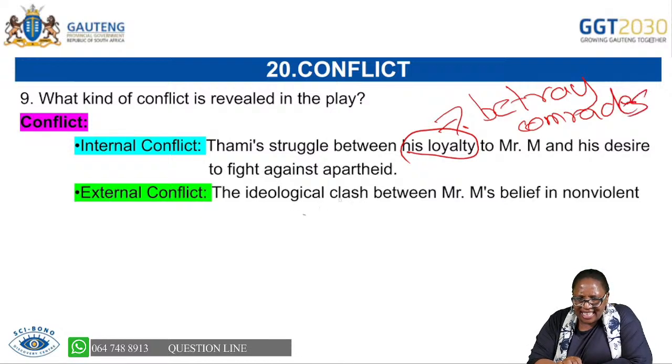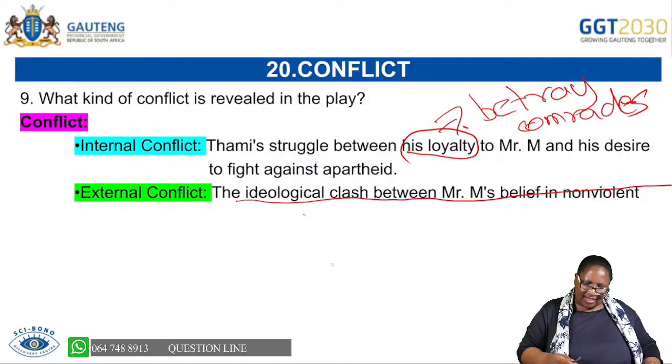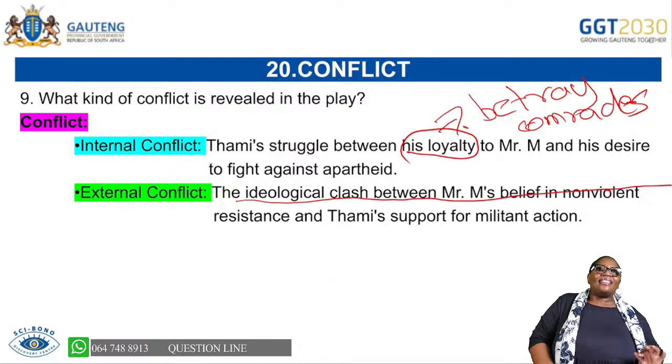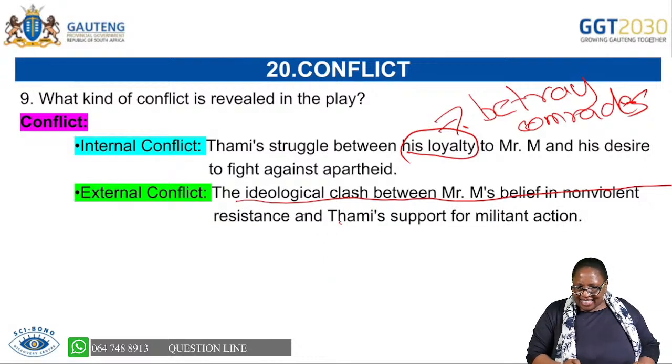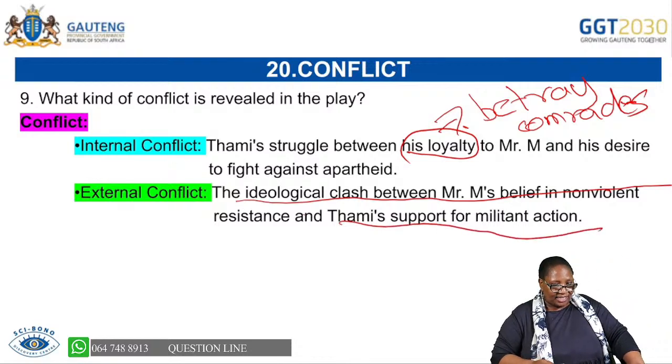External conflict is the ideological clash between Mr. M's belief in non-violence, right, and the resistance and Tammy's support for militant action that I have explained earlier.